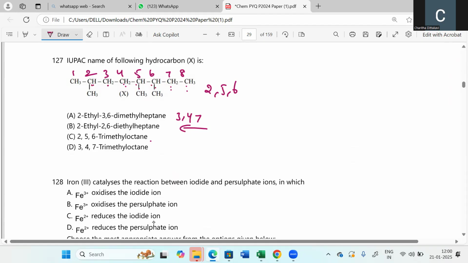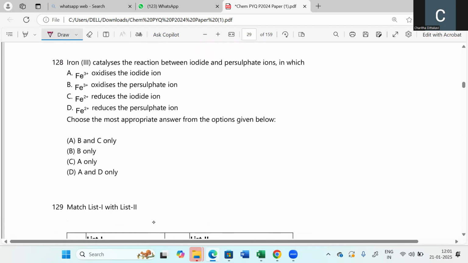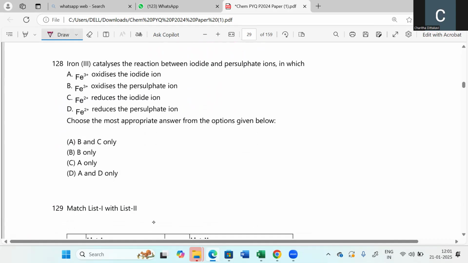So look at the sum: whichever is the least sum, that is the one you go with. So 2, 5, 7, that is 14, is the sum here, and 13 is the sum here. So definitely not this. So forward numbering matters. Now, 2,5,6-trimethyloctane. Very easy this is, right? Next, iron(III) catalyzes the reaction between iodide and persulfate ions in which of the things?